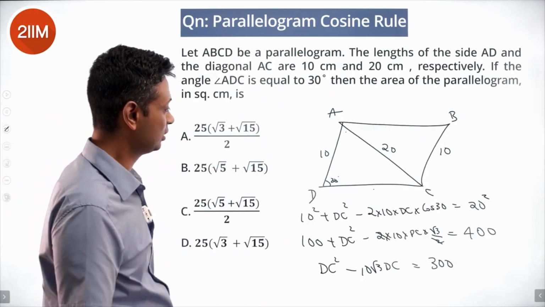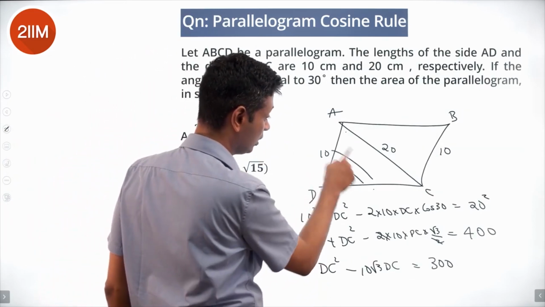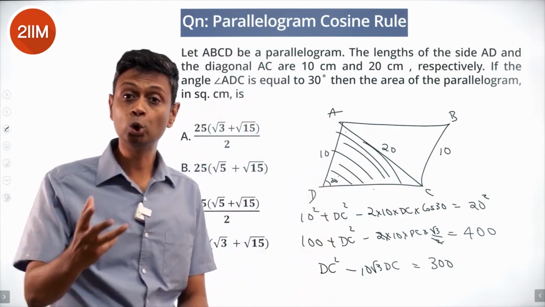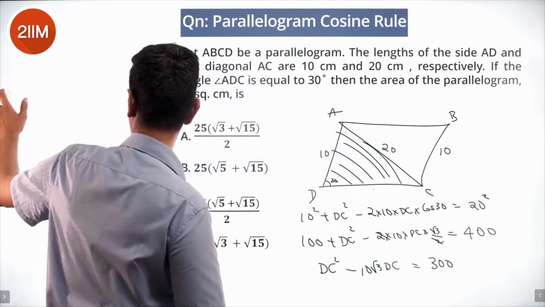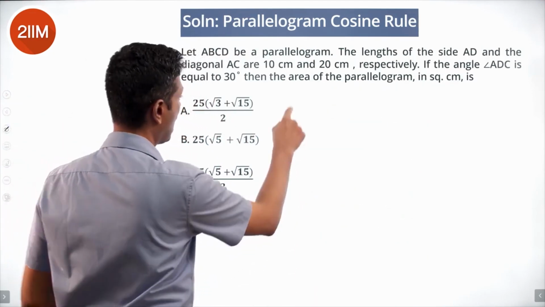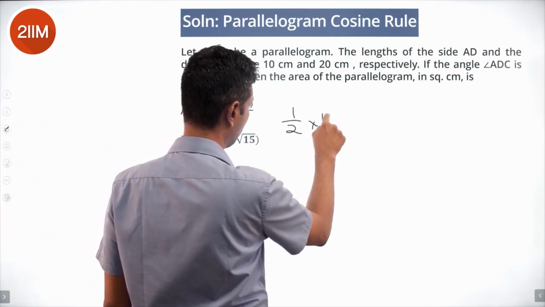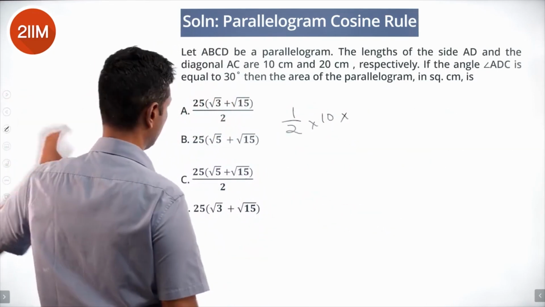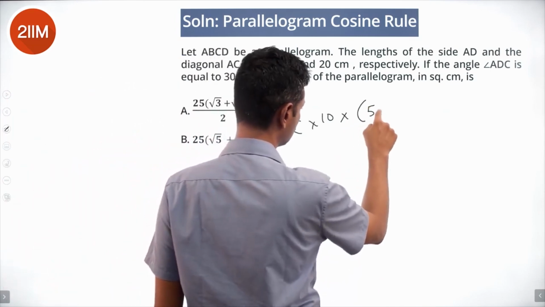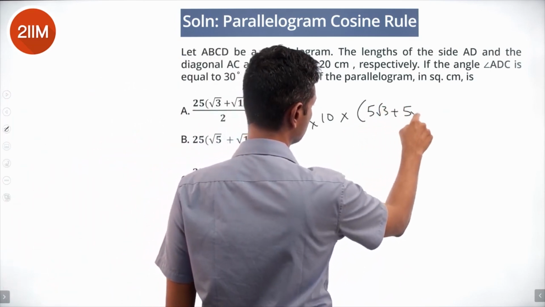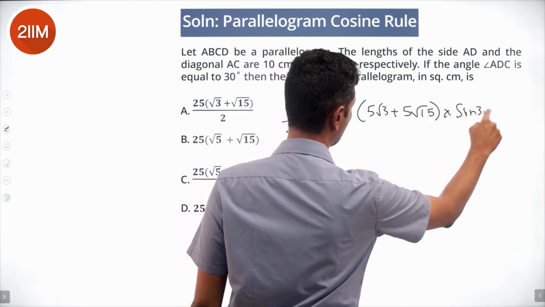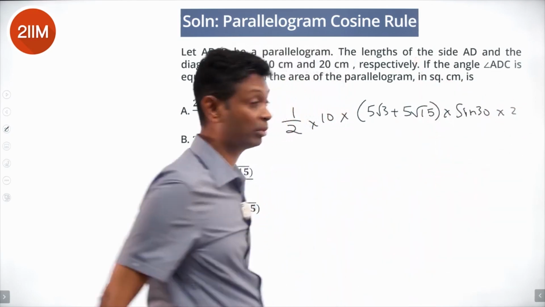AD is 10. So area of this triangle is half into AD into DC into sine 30, into 2 would be area of the parallelogram. So area of the parallelogram would be half into 10 into 5 root 3 plus 5 root 15 into sine 30 into 2. That's the number we're looking for.